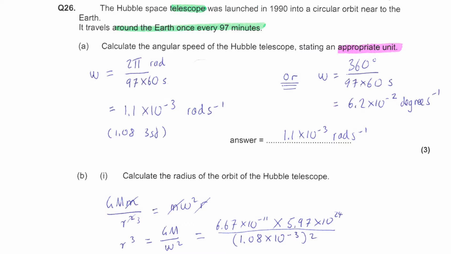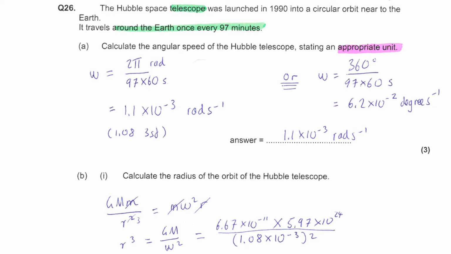This is the Fields Homework Booklet, question 26. The Hubble Space Telescope was launched in 1990 into a circular orbit near to the Earth. It travels around the Earth once every 97 minutes. You are asked to calculate the angular speed of the telescope and give an appropriate unit.